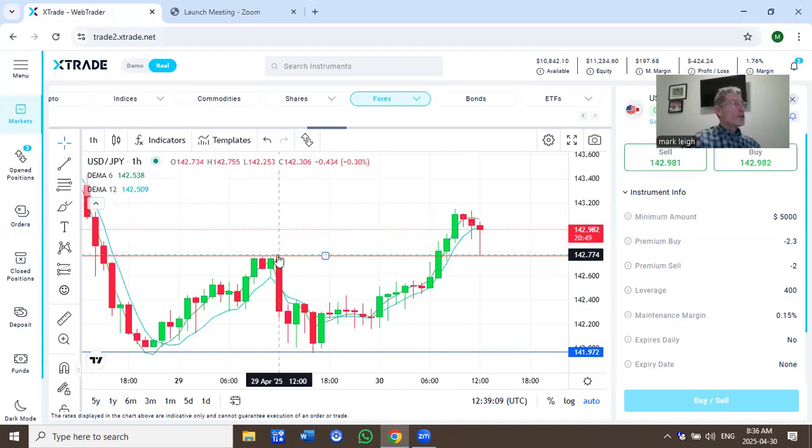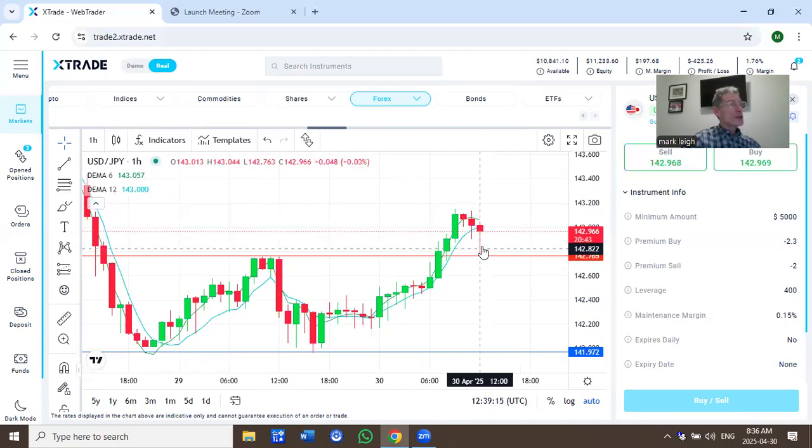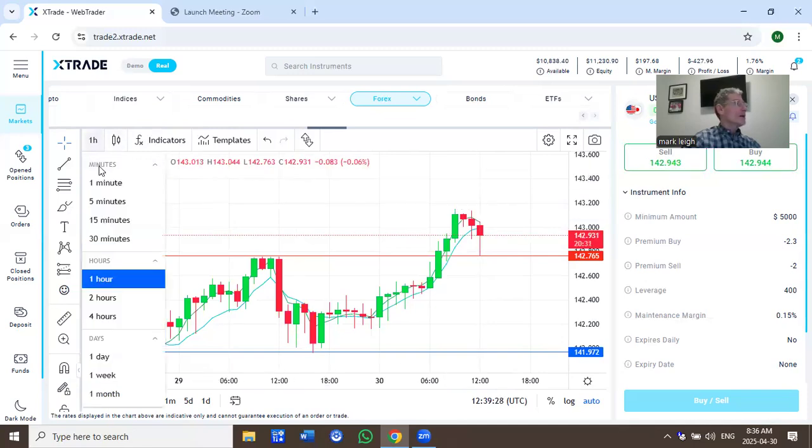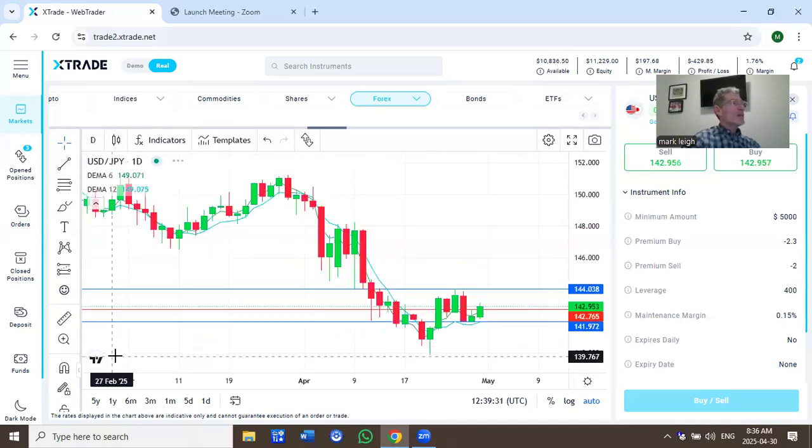It came down to, you can see, resistance that became support at 142.76, but the US dollar is certainly looking to carry on with its rally against the yen and looking to come up and test and break above today's resistance sitting at 143.12. Lastly, let's have a look at the US dollar Canadian.